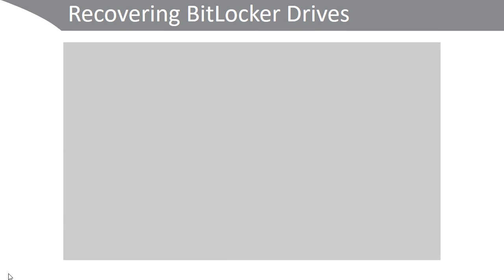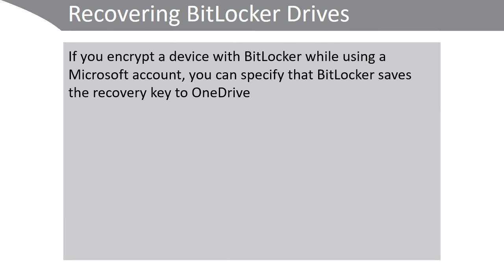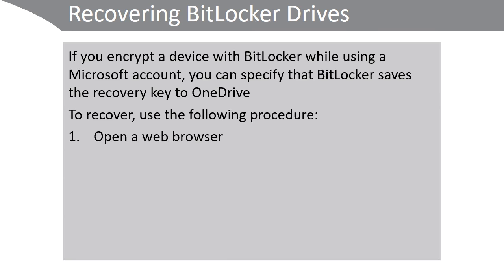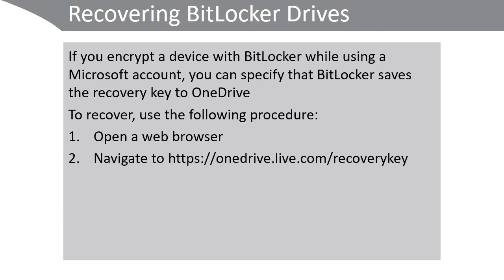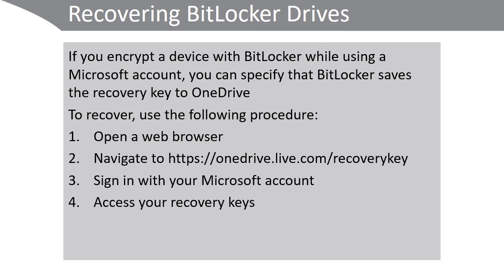It's a good idea to encrypt whole drives with BitLocker, but what happens if you lose the ability to access the BitLocker drive and you need to recover the drive? If you encrypt a device with BitLocker while using a Microsoft account, you can specify that BitLocker saves the recovery key up to OneDrive. That means you can always recover a BitLocker encrypted drive so long as you can access OneDrive. In this situation, use the following procedure. Open a web browser, navigate to onedrive.live.com/recoverykey, sign in with your Microsoft account, and access your recovery keys.